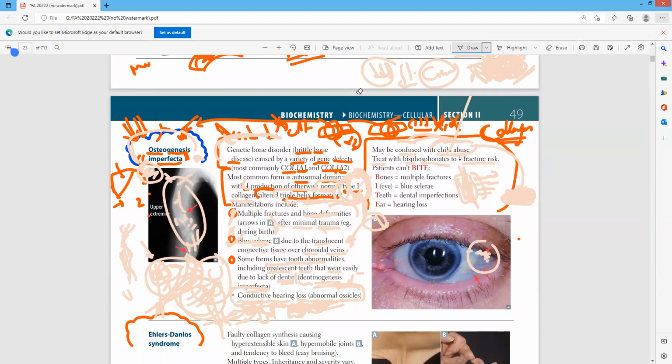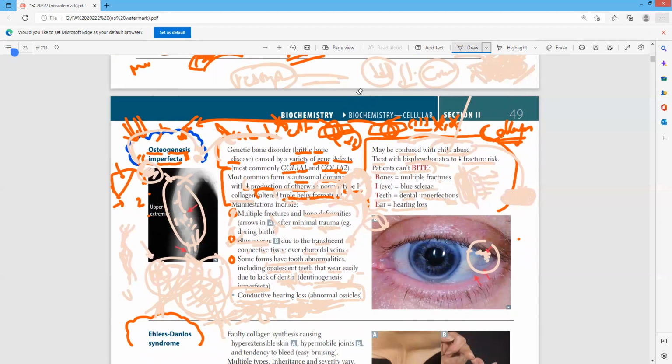You will have multiple bone fractures, blue sclera, dental imperfections, lack of dentine, and hearing loss. This is osteogenesis imperfecta. Remember that bisphosphonates inhibit osteoclast resorption.